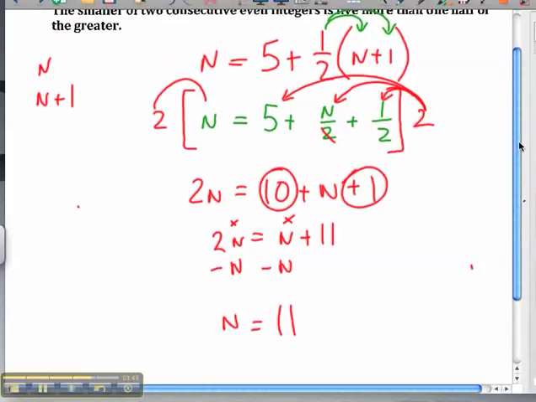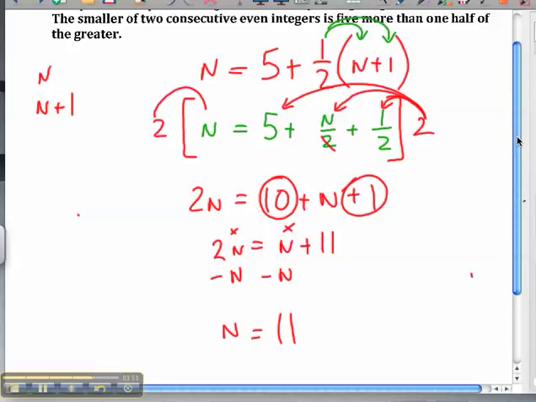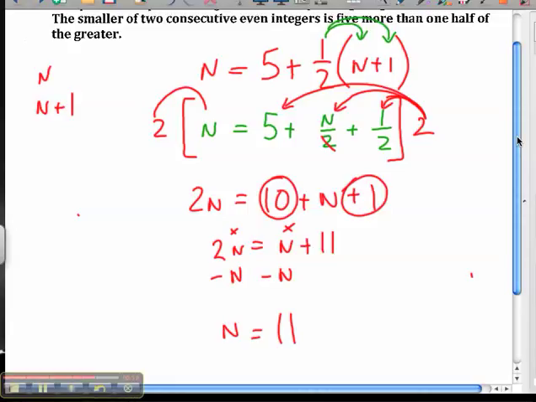The larger number is 12. Well, let's see if that's true. They said the smaller, okay, 11, is 5 more than 1/2 the greater. Well, what's the greater? So 12, right? What's half of it? 6. And 11 is 5 more than 6, isn't it? Beautiful. Great job, guys.